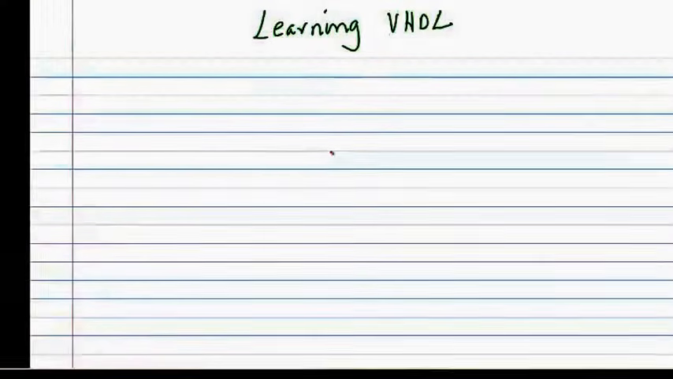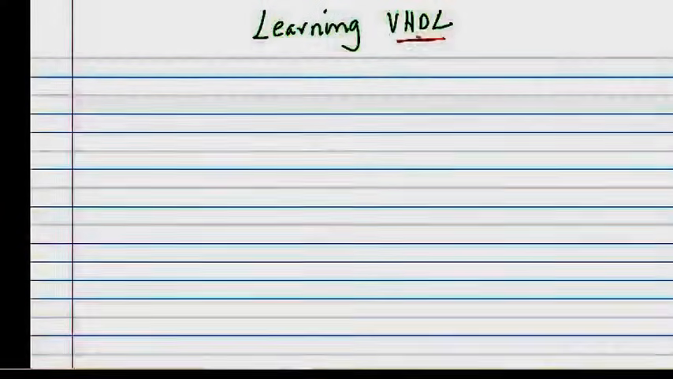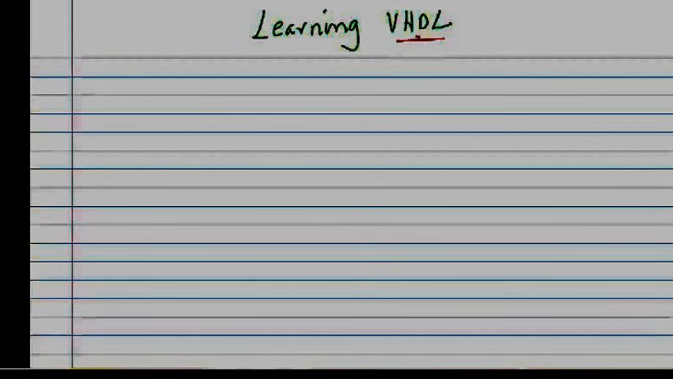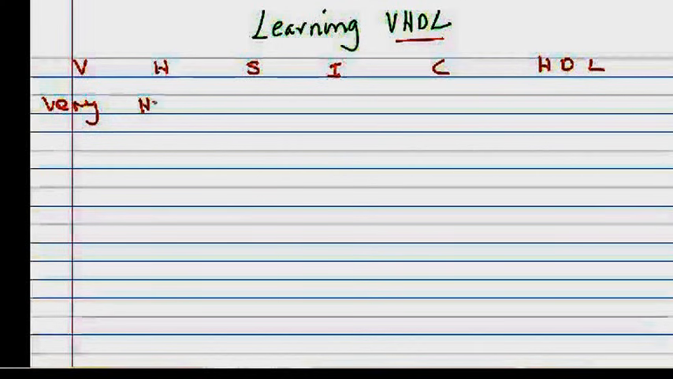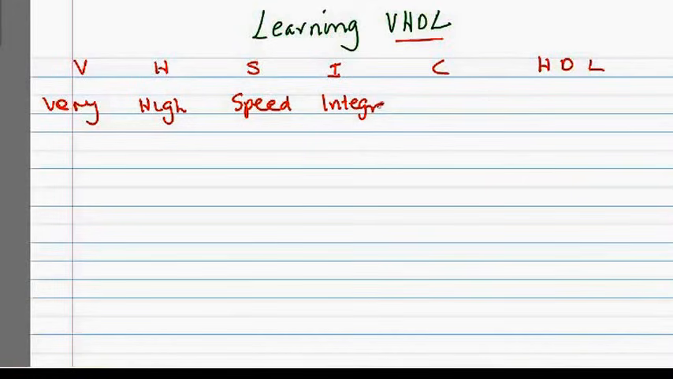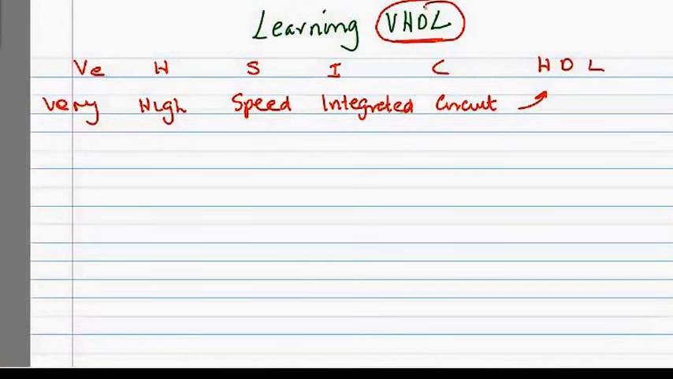Now, when it comes to VHDL, VHDL stands for Very High Speed Integrated Circuit HDL. So you can say it's VHSIC HDL, or in short VHDL, very high speed integrated circuit HDL.